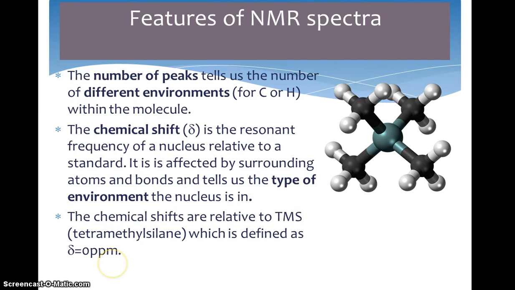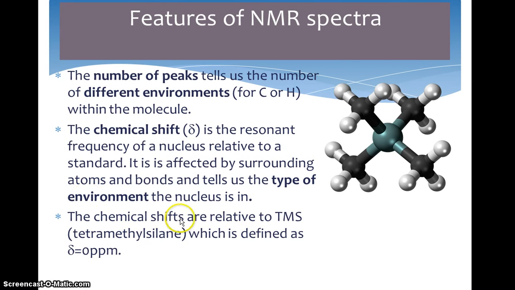So what does an NMR spectrum tell you? Well, there will be a number of peaks on the spectrum, which will tell you the number of different environments. The chemical shift, which is the resonant frequency of a nucleus relative to a standard, sounds a bit confusing, but you don't need to worry about that, is affected by the atoms and bonds in the environment around the nucleus. So it tells us the type of environment that the proton or carbon nucleus is in.